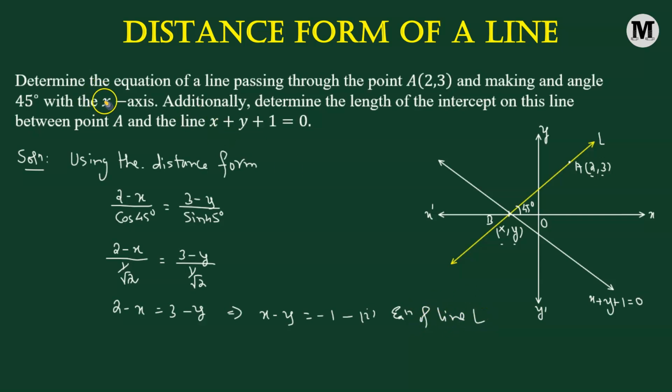So that's what we needed to find in the first part of the problem: the equation of the line. That is done. Now next we'll try to find the intercept AB. That's an extremely simple task. To find the intercept AB, we can first figure out the coordinates of the point B. The coordinates of point B are simply going to be the intersection of the line L, which is x - y = -1, and the line x + y + 1 = 0. So we solve these equations to find the point of intersection B, and once we have the coordinates of point B, we can use the distance formula to obtain the intercept AB.